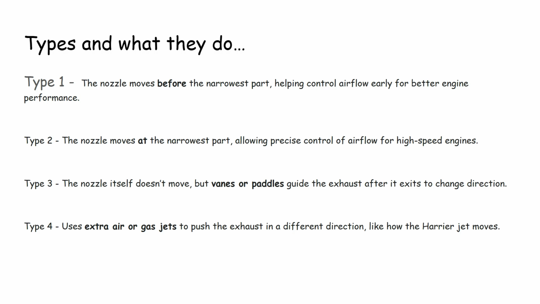Type 2. The nozzle moves at the narrowest part, allowing precise control of airflow for high-speed engines. Type 3. The nozzle itself doesn't move, but vanes or paddles guide the exhaust after it exits to change direction. Type 4. Uses extra air or gas jets to push the exhaust in a different direction, like how the Harrier jet moves.